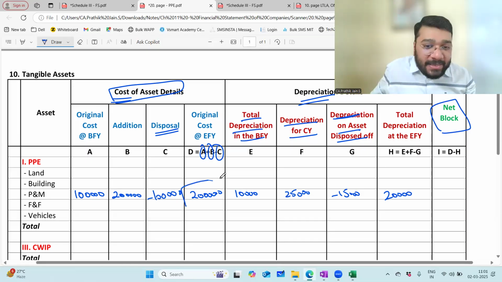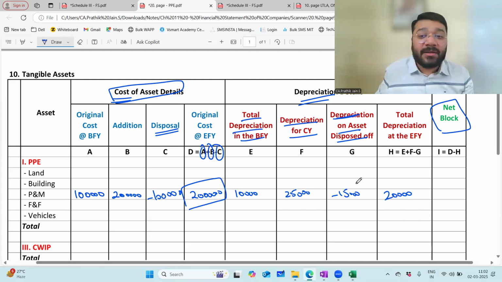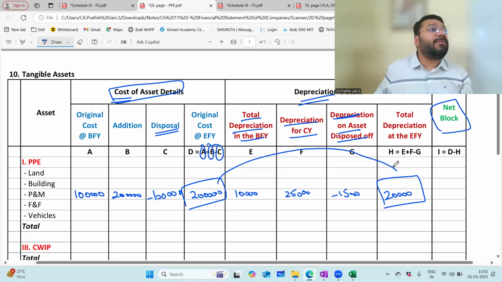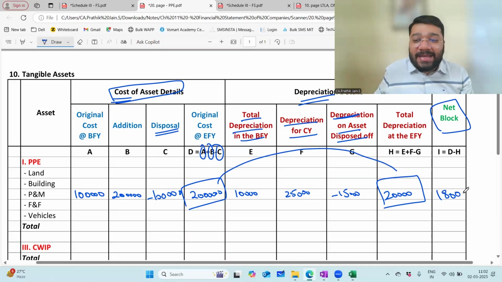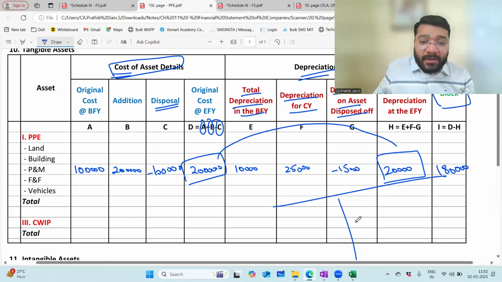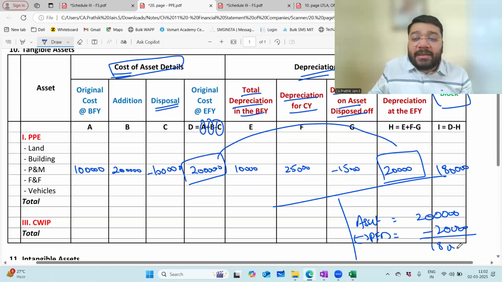You will take D column, which is the original cost, closing balance of the asset ledger, closing balance of the depreciation ledger. Both the closing balances have to net off. How much is it? 1,80,000. Same thing you do in the balance sheet. No, old format. Asset 2 lakh is the ledger closing balance minus provision for depreciation. How much? 20,000. 1,80,000 net balance is what you show.